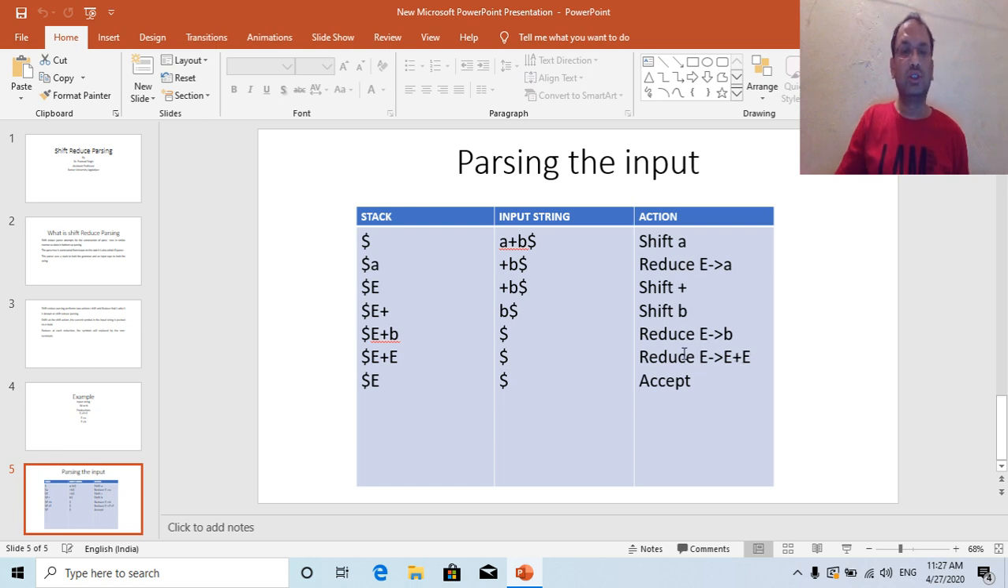So the stack contains dollar E, and the input string will also be a dollar. So the dollar and dollar will accept the string. So this string is acceptable by the shift reduce parser.